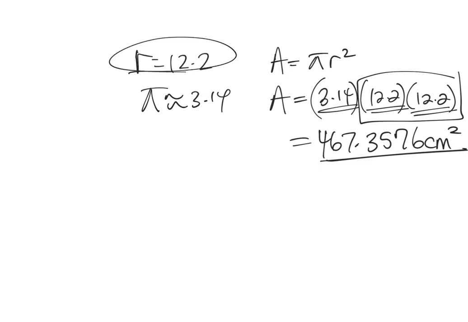On the next page, I have a problem where the radius is 12.2, and you plug it into the formula pi r squared, and you have 3.14 times 12.2 times 12.2, which gives us this answer.